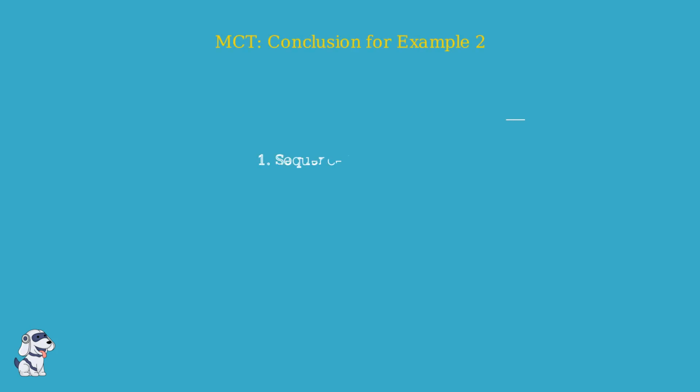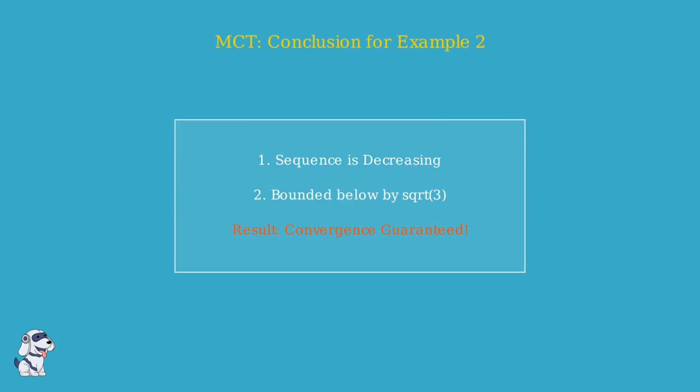Because our sequence is both decreasing and bounded below by the square root of 3, the monotone convergence theorem confirms that a limit L must exist. We have now proven the existence of the limit. Next, we will calculate the final value of this limit.